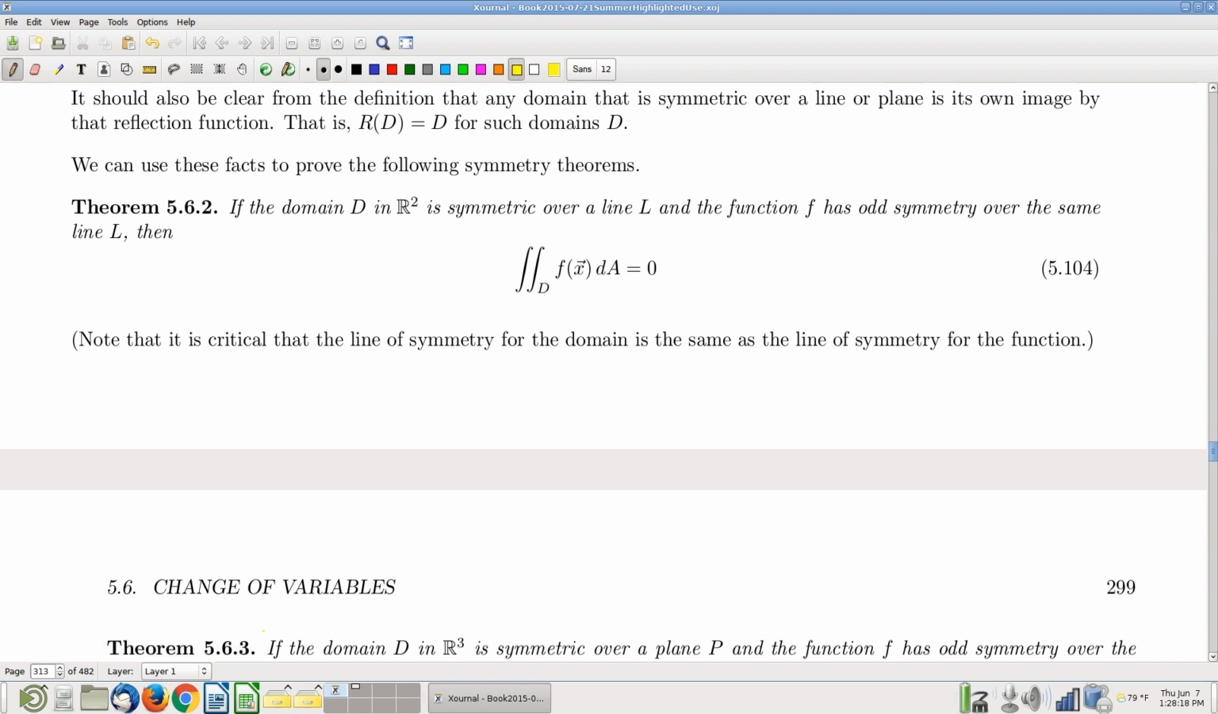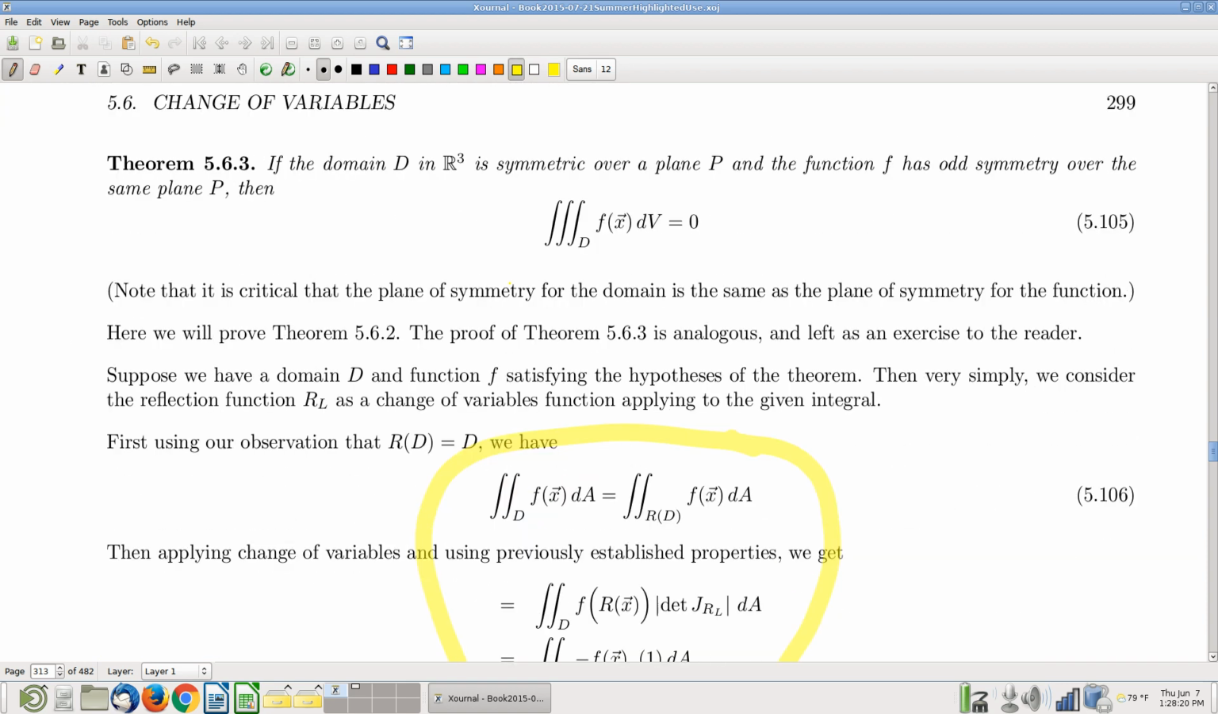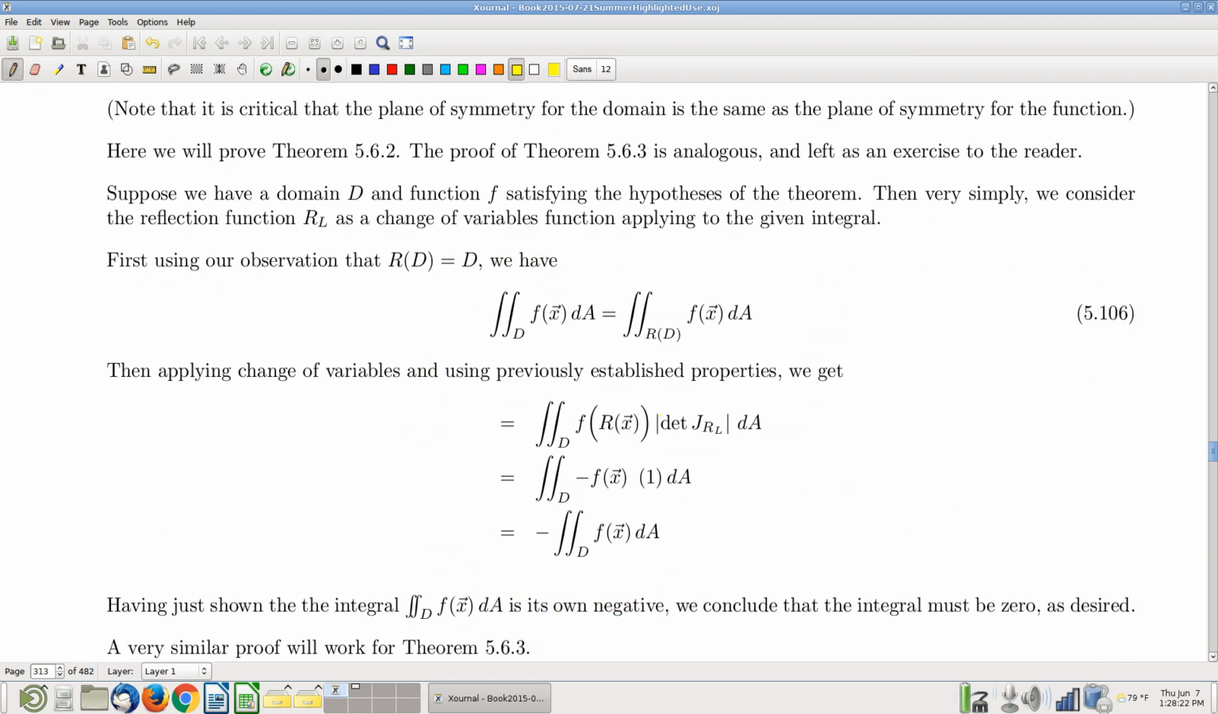Let me show you how to prove this result. The proof is pretty straightforward. Here's the expression that we're interested in. Keep in mind the domain is symmetric, and so it is its own reflection. That's free.